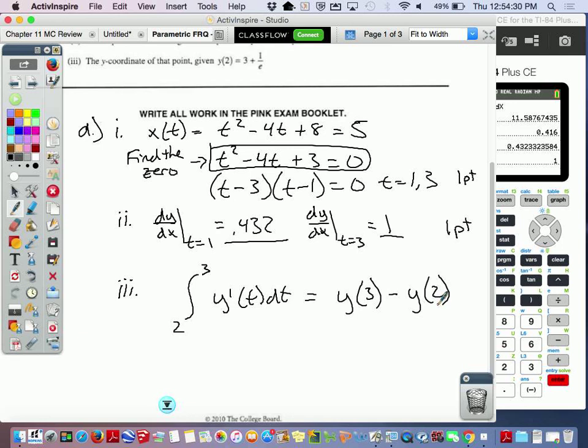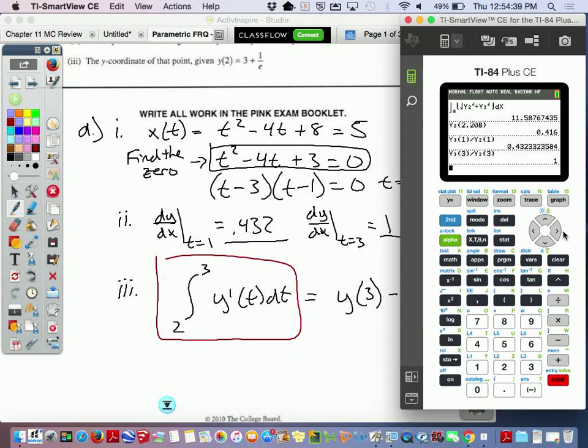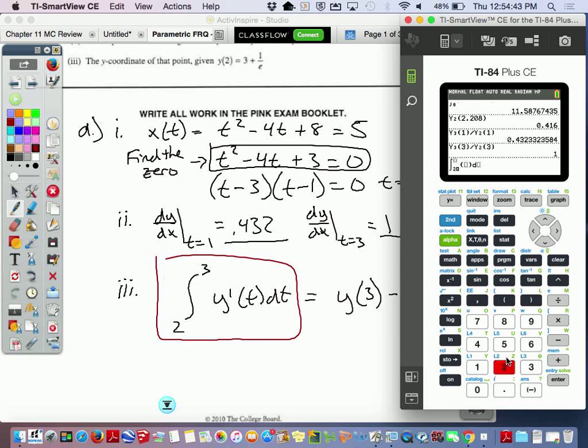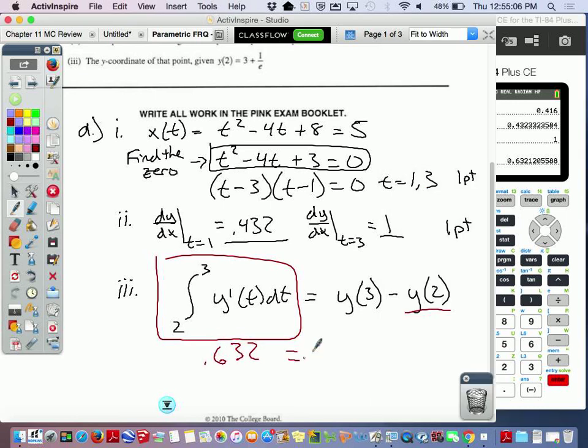I can get this value on the calculator very easily, and we know what y of 2 is. So I'm going to do math 9 from 2 to 3 of my y prime, which is in y3, and we get that value. I'm just going to leave that on the calculator, but that's roughly 0.632 equals y of 3 minus y of 2, which they say is equal to 3 plus 1 over e.